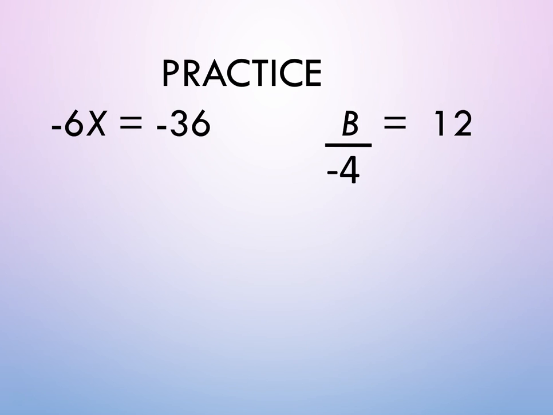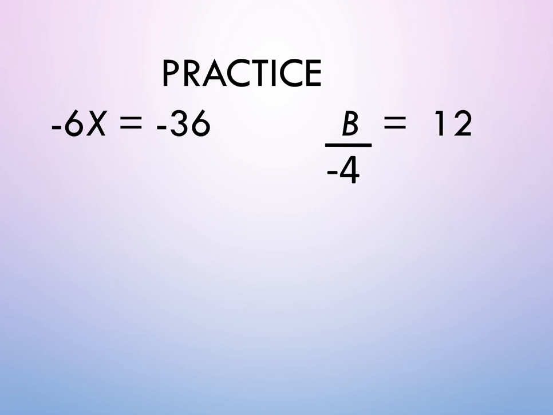Alright, so negative 6x equals negative 36. My variable is x. What is happening to my x? I look at it and I say, okay, it's being multiplied by negative 6. How do I get rid of multiplying negative 6? The opposite of multiplication is? Yes, that is correct. Division.